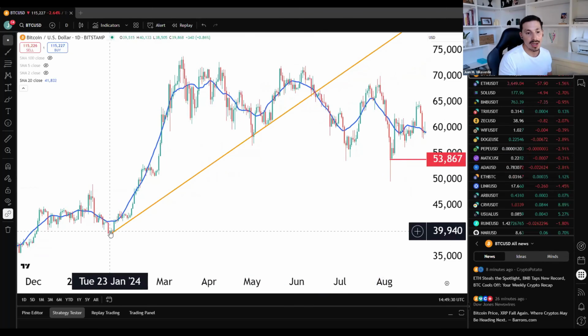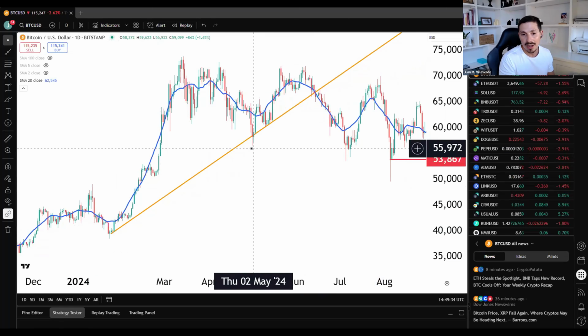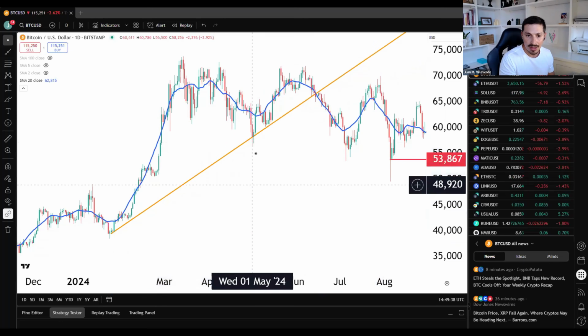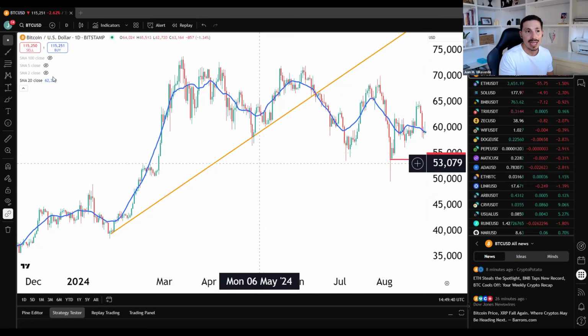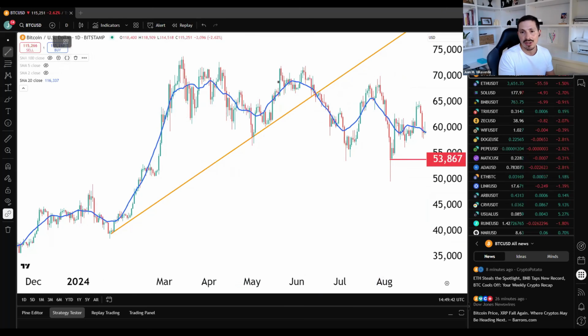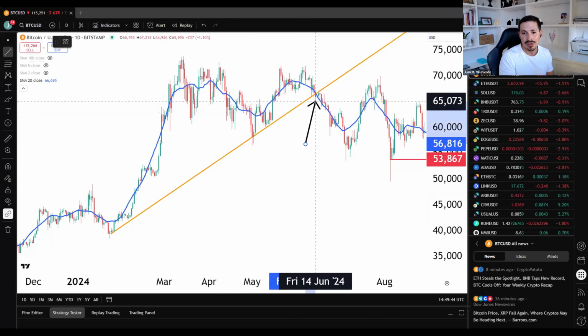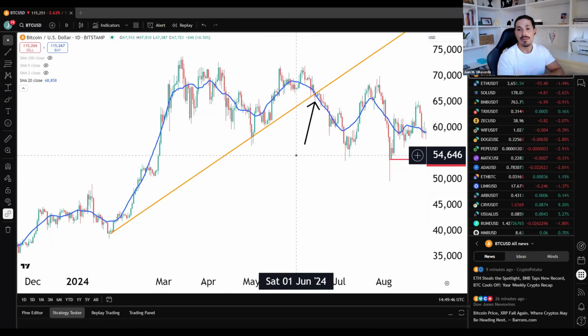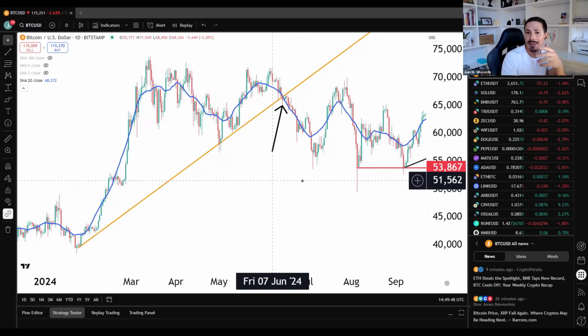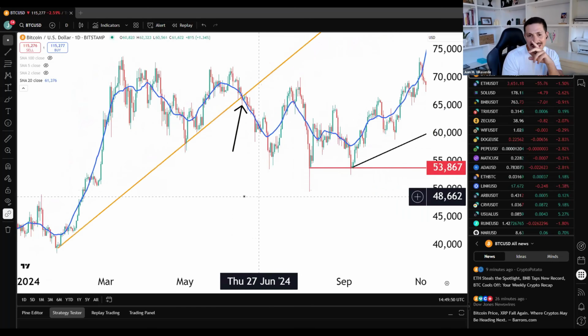This connects the 80-day cycle low you see here on January 23rd of 2024, and then the low on May 1st, I think it was. Yeah, so it's a low on May 1st, and then that trend line is crossed in the middle of June 2024. What follows is again a multi-month correction.